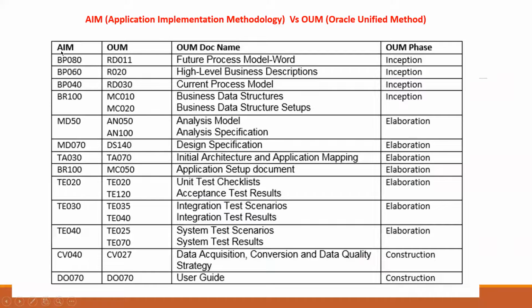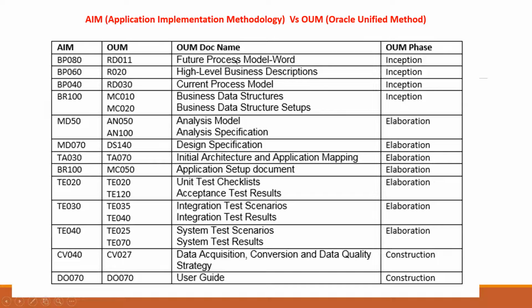So earlier there was something called the AIM methodology. Those who have been on e-business suite for the past 10, 15 years, if they already worked on e-business suite, they know what AIM is. It is Application Implementation Methodology, but Oracle changed it to OUM because they mentioned that we need to be more aggressive as per today's technology and processes. So they changed it.